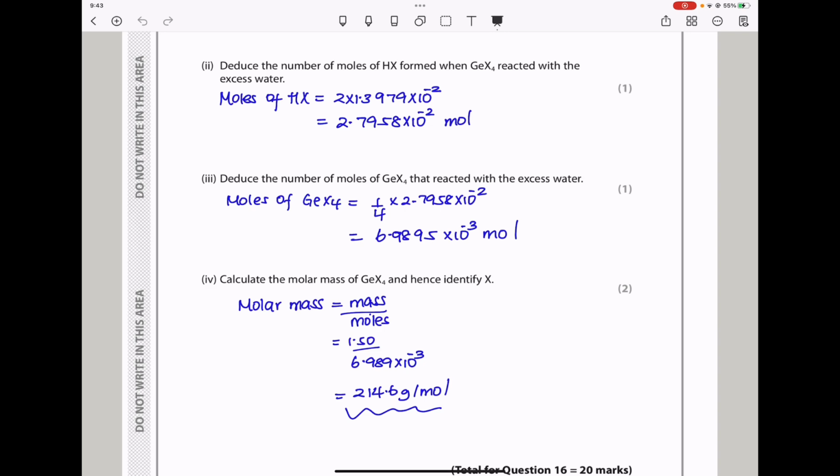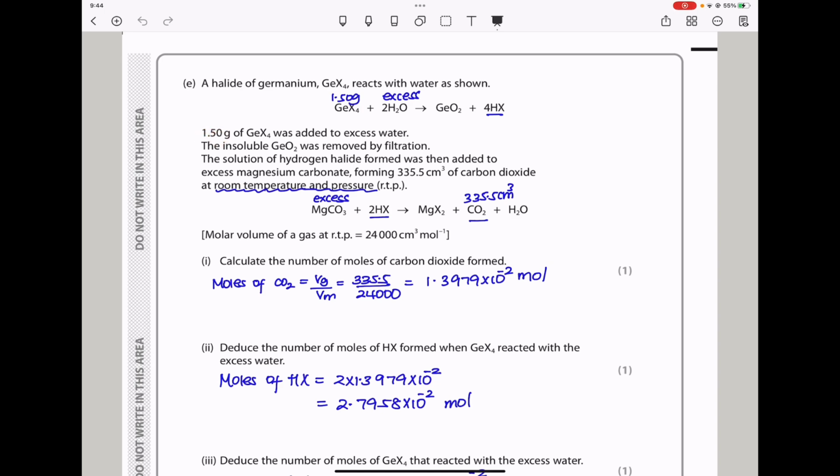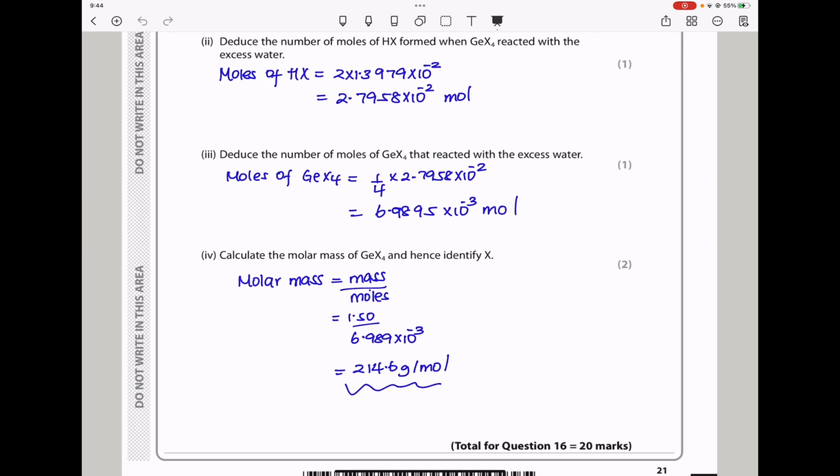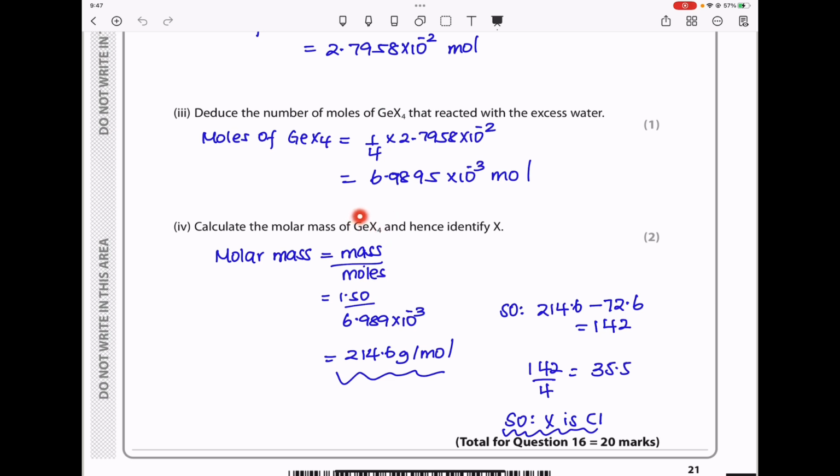And lastly, they say calculate the molar mass of this compound and hence the identity of X. Because we have its mass and we have calculated the number of moles, it's quite easy to find the molar mass. Molar mass is equal to mass divided by number of moles, which is 1.5, divided by that, which is here, and then I got 214.6 gram per mole. This is the molar mass of this compound. However, they've also asked us to identify X.